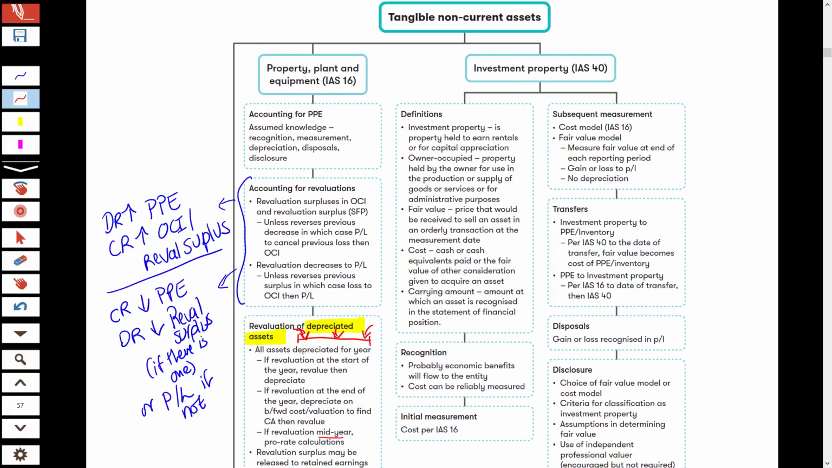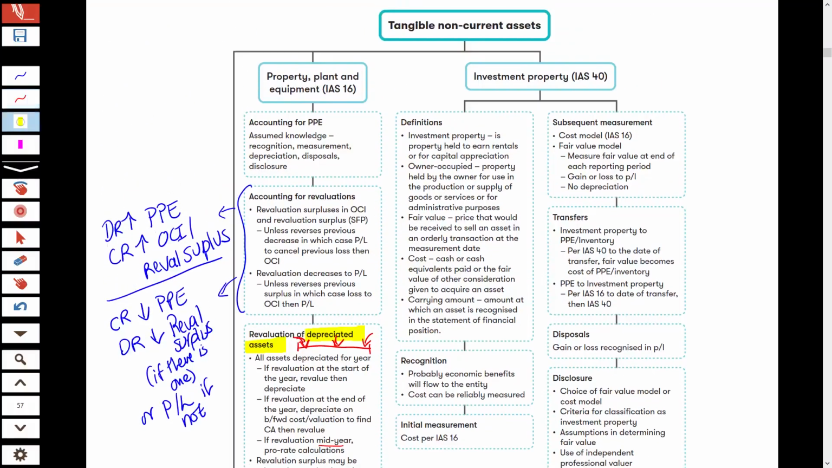So that's IAS 16. We learnt about a new standard, IAS 40, which is all about investment properties. So investment properties are different from PPE, so it's not an HQ. Owner-occupied is not investment property, it's PPE. Investment property is different. Investment property is property that's held to earn rentals or for capital appreciation. So it's purposely held for investment purposes.